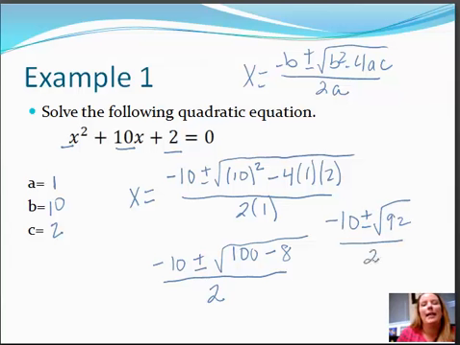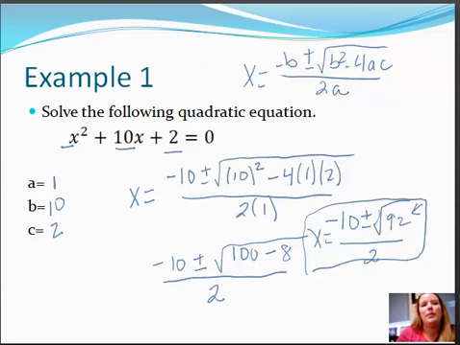Now, we can't simplify this more unless we were to simplify the 92. And we're not going to talk about that just yet. So this would be your answer. Okay? Now, we can't simplify the negative 10 and the 2 because there's no number right here. So in order to simplify the 2, you have to have 3 numbers outside the square root in order to do that. Alright, so that would just be your solution.